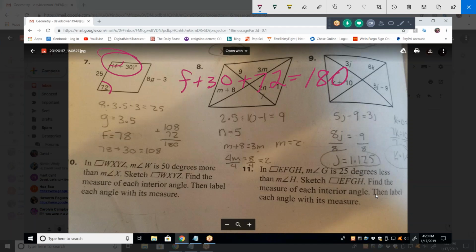Okay. Yes. And then here, pretty easy. F plus 102 equals 180. F equals 78. You will find in geometry a very good skill to have is subtracting numbers from 180, as I'm sure you realize by now.